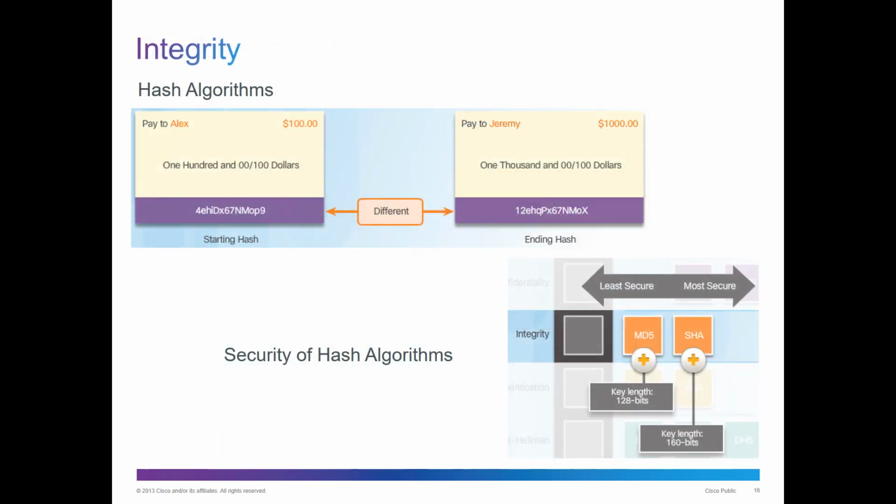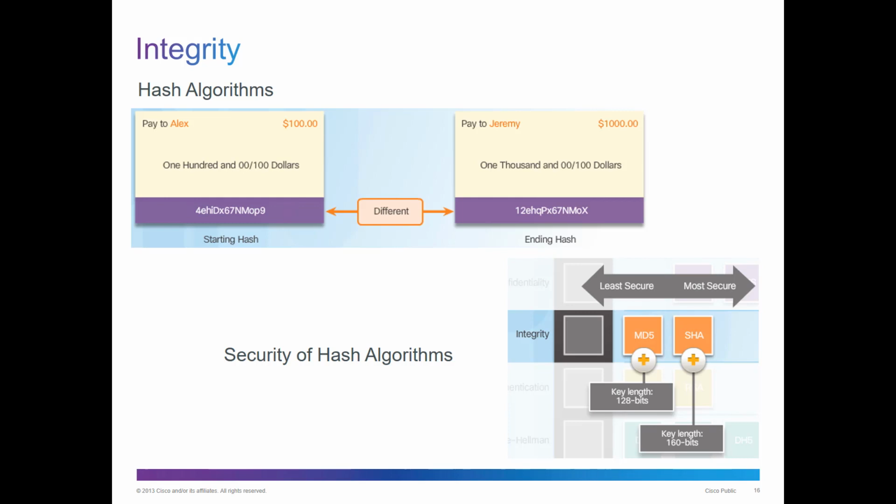Alright, let's move on to integrity. We have hashing algorithms. A hashing algorithm allows us to take a message, run it through an algorithm, and it will generate a fixed length hash. So if we send the message and the hash, and the recipient gets it, takes the same message and runs it through the same algorithm, the hash values should be identical. That way you know if the message was altered.